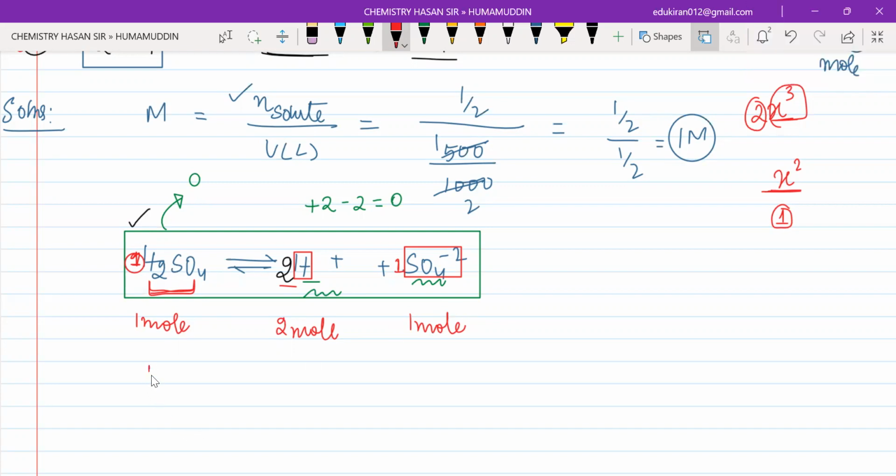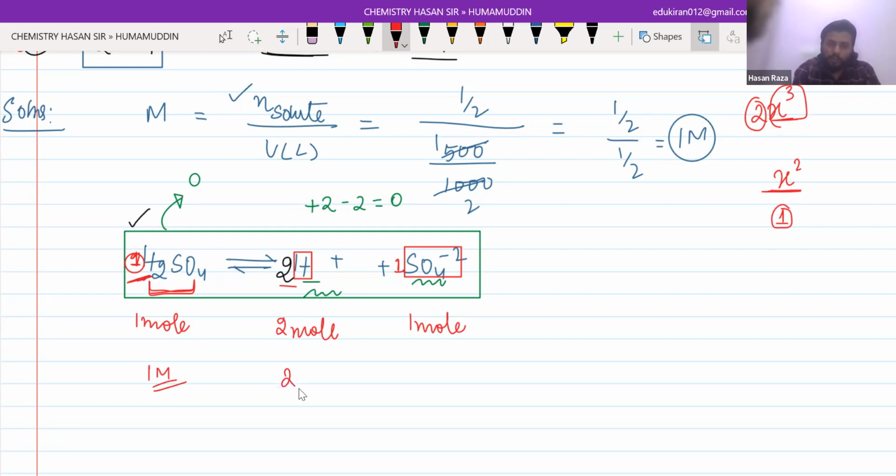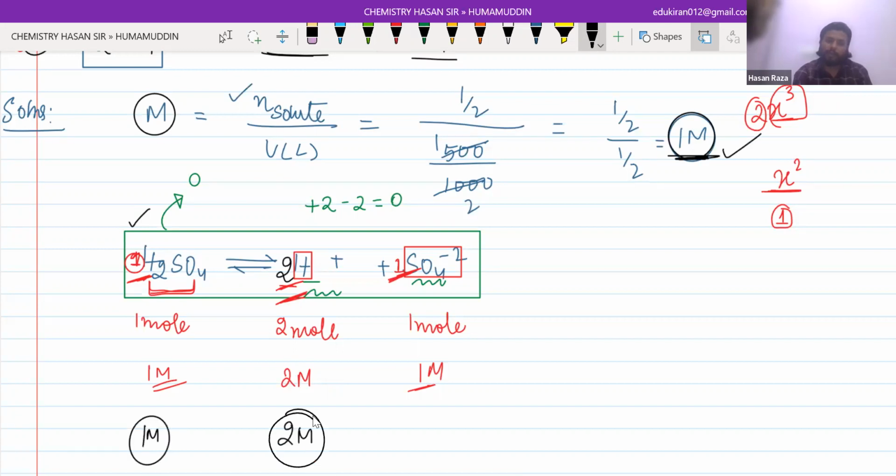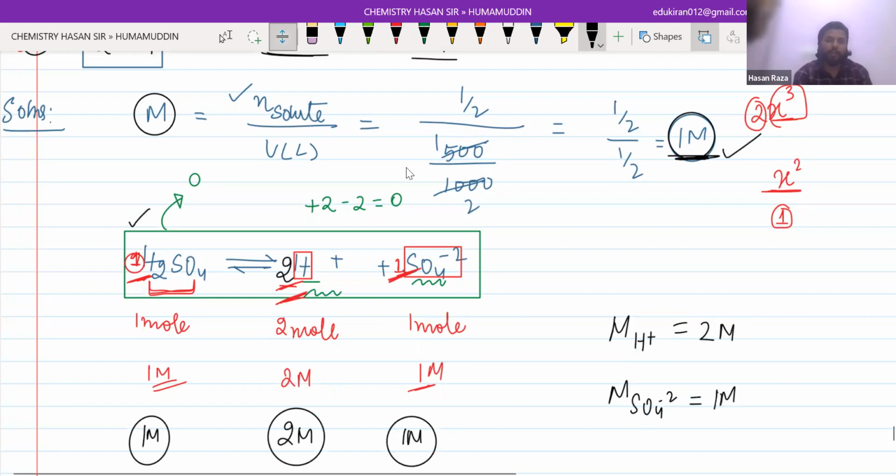Now you are again going to combine this in terms of molarity. One molarity of this will give you 2 molarity of this and 1 molarity of this. With the help of the stoichiometric coefficient, I am defining. Now go for the molarity that you have calculated for H2SO4. What is the molarity of H2SO4? 1m. So if 1m is this, it will be 2m and this will be 1m again. So molarity of H plus will be 2m and molarity of SO4 minus 2 will be 1m.